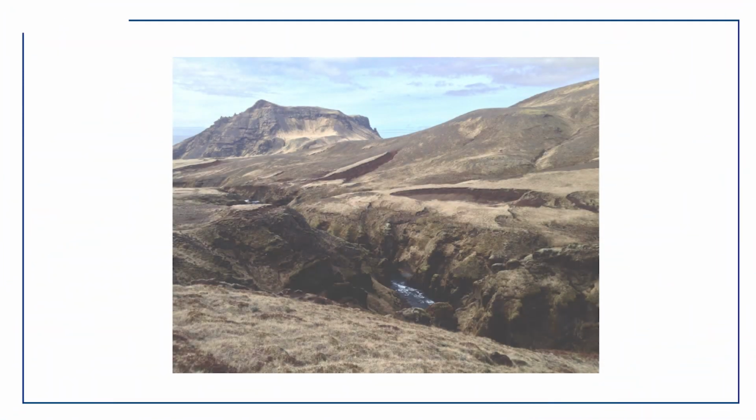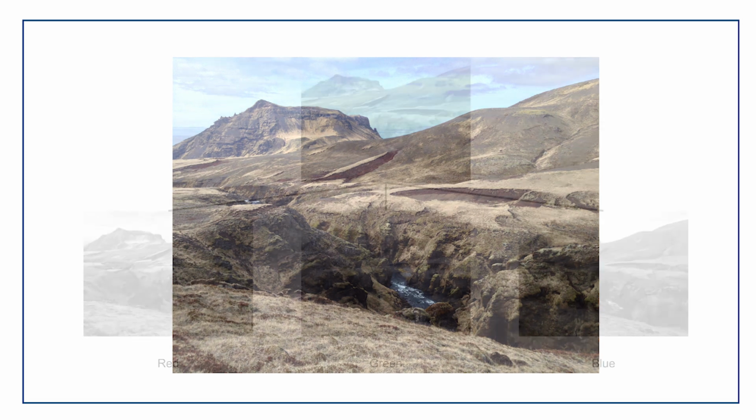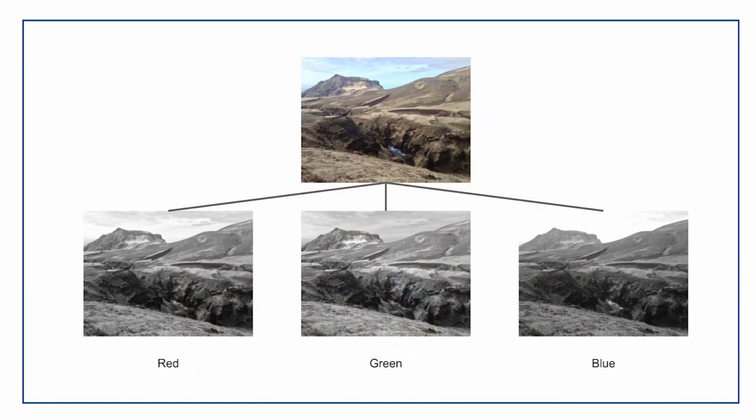Another example is the 640 by 480 pixels color image, which is a data point in a one-million-dimensional space, where every pixel corresponds to three dimensions, one for each color channel, red, green, and blue.